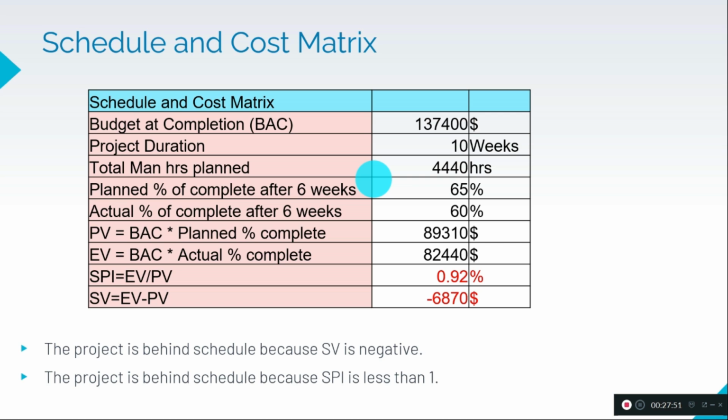So the summary is the project is behind schedule because schedule variance is negative actually, and project is behind schedule because SPI is less than 1. So if SPI is less than 1, we are behind the schedule. If SPI is more than 1, we will be ahead of the schedule actually.